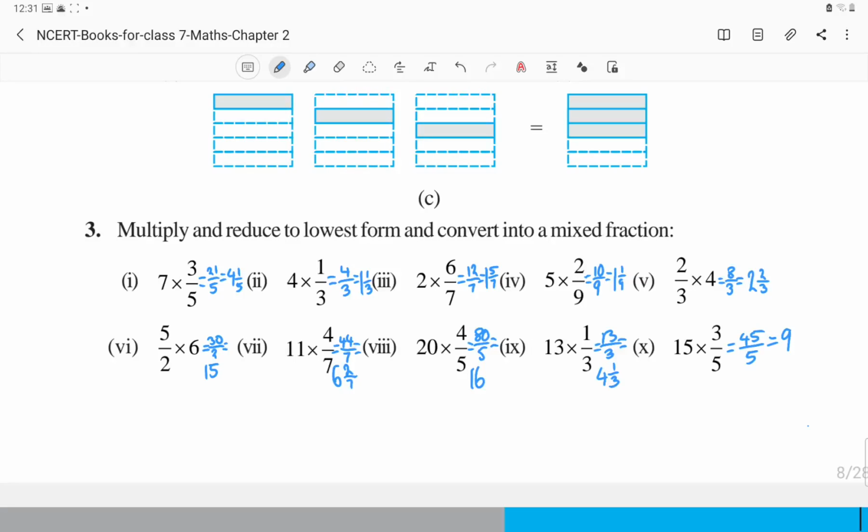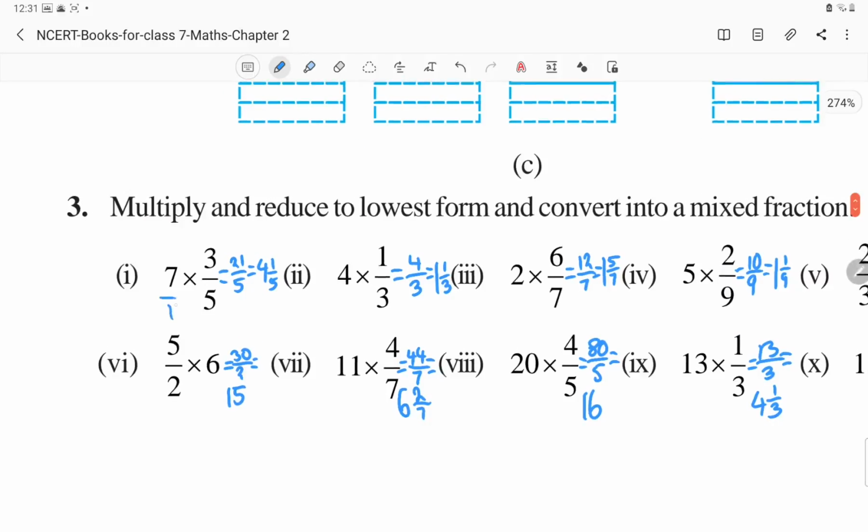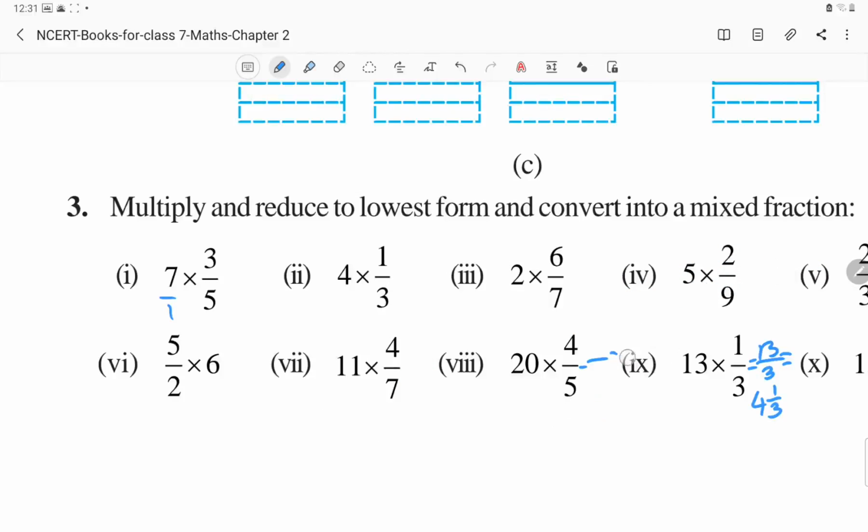Multiply and reduce to the lowest form and convert into a mixed fraction. So 7 by 1, let's just not see the answers right here. Just rub this all out really quickly. By 1. So that's 7 times 3 is 21 by 5, which equals 5, 10, 15, 24. Oh, whoopsie daisy. 4 and 1 by 5. 4 by 3, which equals 1, 1 by 3.